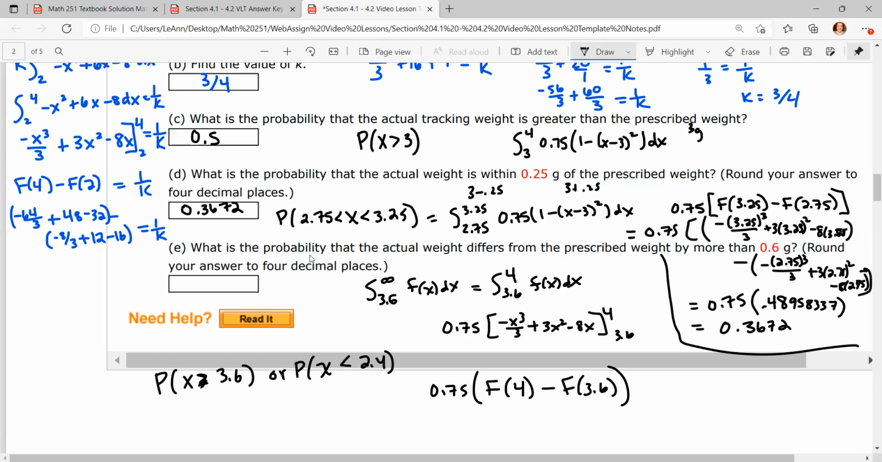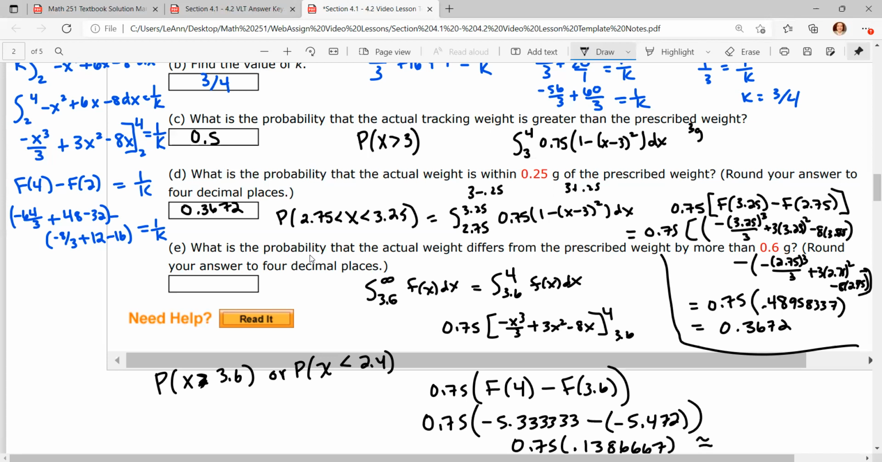And that's just plugging these numbers in, just like you would do a regular integration problem in calculus. So for the first one, just to save time of writing, I got negative 5.333333. It keeps going. And then minus, and for the second one, I got parentheses, it's also going to be negative, so negative 5.472. So that's going to turn into plus right here. So we end up getting 0.75 times 0.1386667, which when we multiply that together, comes out to about 0.104 and then a bunch of zeros. I think it's like 3 or 4, but I'm just going to the third one after that.